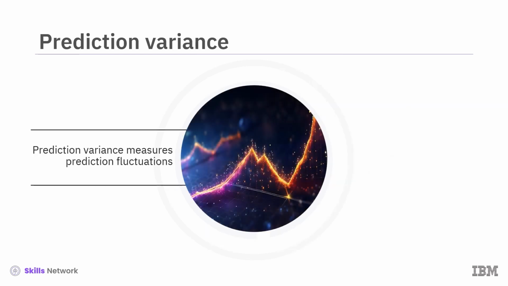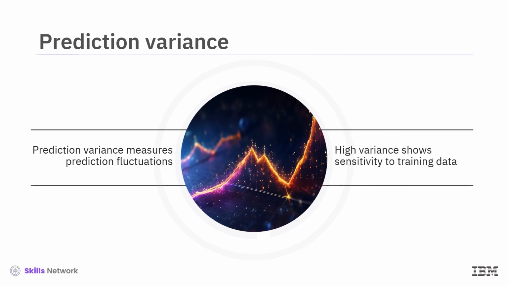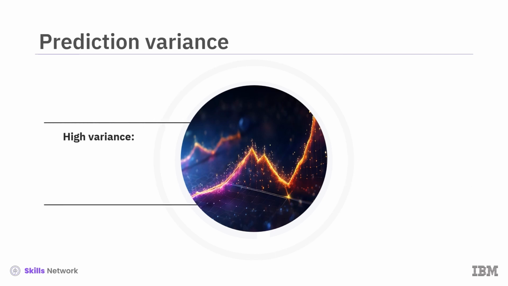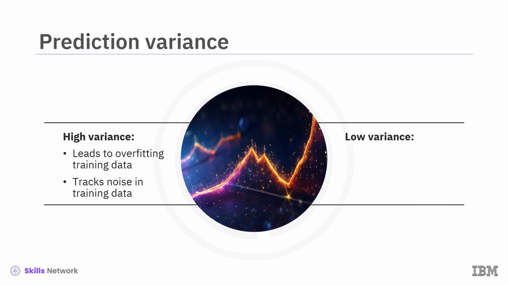Prediction variance measures how much a model's predictions fluctuate when trained on different subsets of the same dataset. When a model exhibits high prediction variance, it becomes extremely sensitive to changes in the selected training data. High variance causes the model to overfit the training data and track noise or outliers present in the training data. In contrast, models that generalize well to unseen data are necessarily less sensitive to noise. They have low prediction variance.